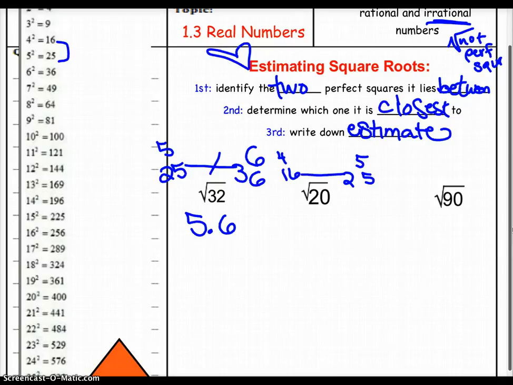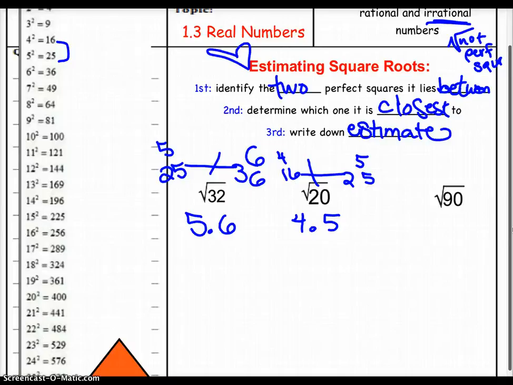Now is 20 closer to 16 or 25? 16, right? It's kind of right halfway in between, isn't it? So maybe I could even just call it 4.5. And if I use the number line, it would be left to right, 4 point whatever it is. Okay? Now let's see what it really is. So I'm punching in my calculator, the square root of 20 is 4.47, rounded 4.5 if I round it to the nearest tenth.